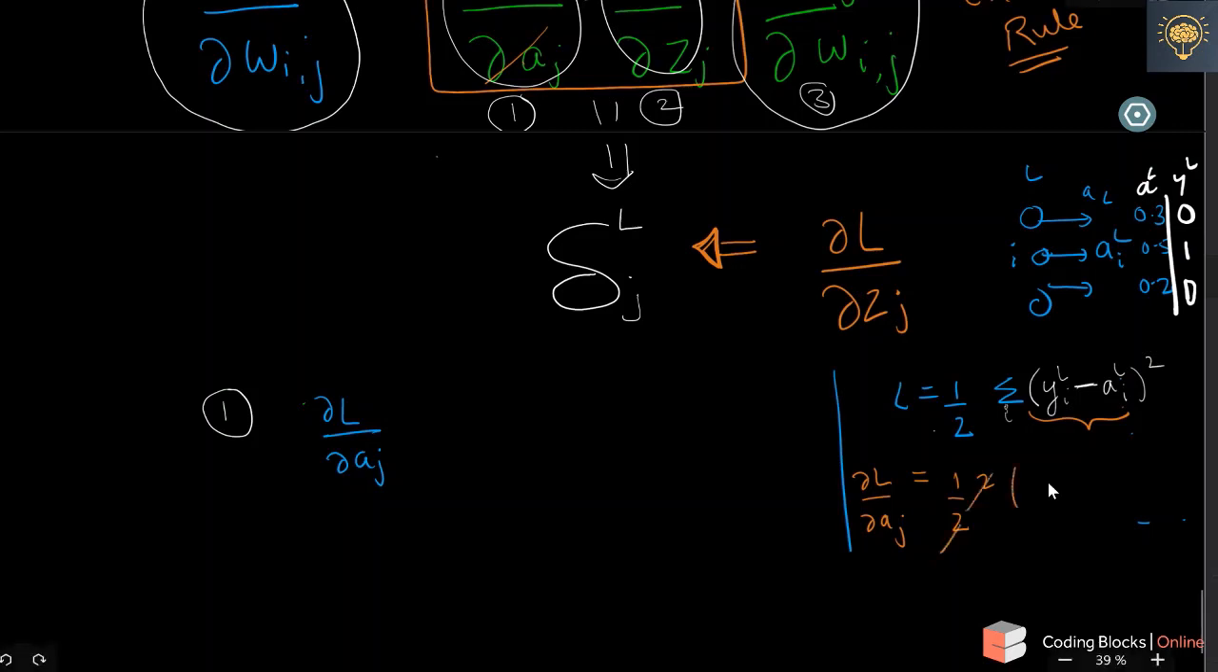So it is going to become y of j minus a of j, right? So this is what the derivative is going to be. So this derivative comes out to be y of j minus a of j.